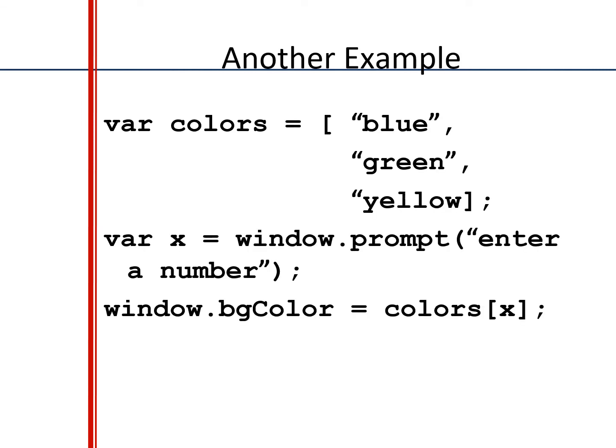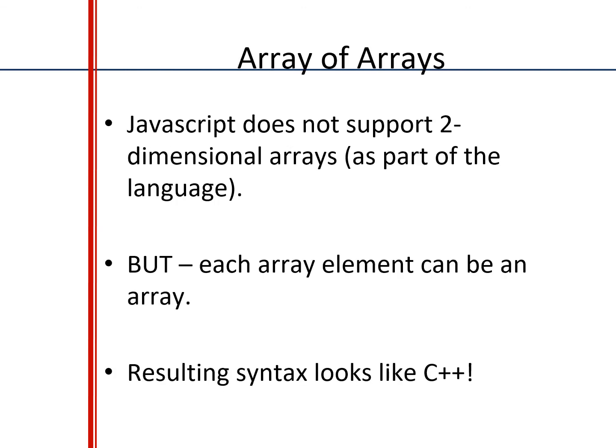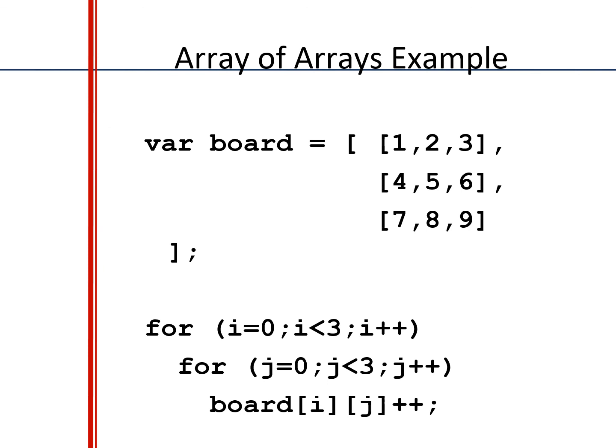So colors, another example of arrays. We have blue, green, yellow. These are one-dimensional arrays in which we are mentioning predefined values. So we are using window.prompt, enter a number and the color is displayed. Arrays of arrays means JavaScript does not support two-dimensional arrays, but each array element can be an array. So the syntax looks like C++. No further changes in it in JavaScript.